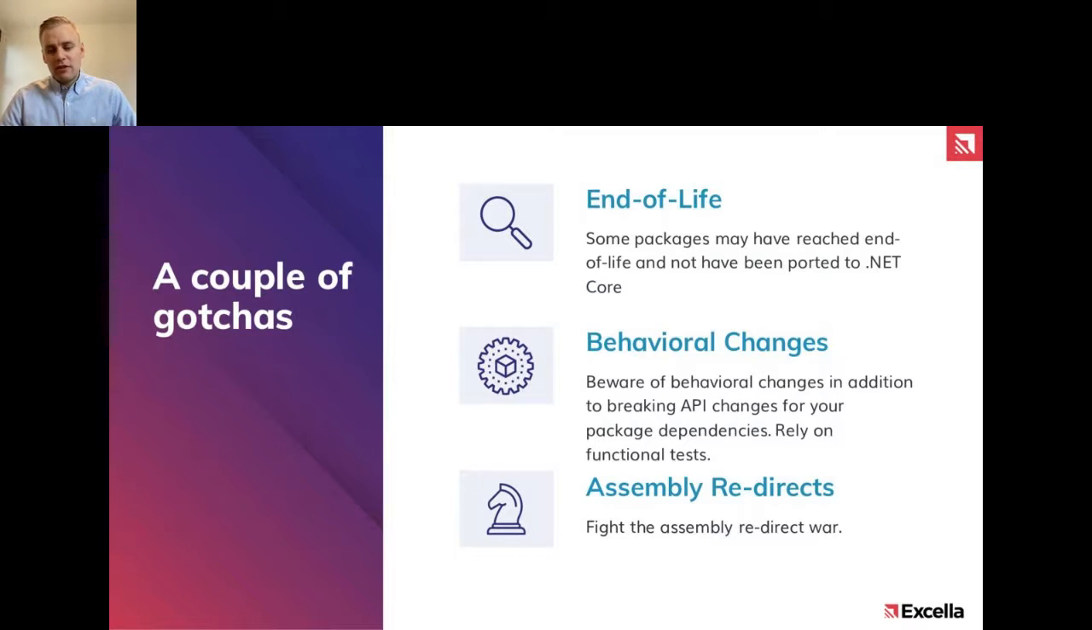Another thing I also want to mention is the behavioral changes. So I mentioned API changes, right? Breaking changes in the API are very much expected, but you can also have behavioral changes. So suddenly AutoMapper works differently than it did before. And the only way to catch this is really through functional tests. So I really encourage you all to look at functional tests to catch these things.